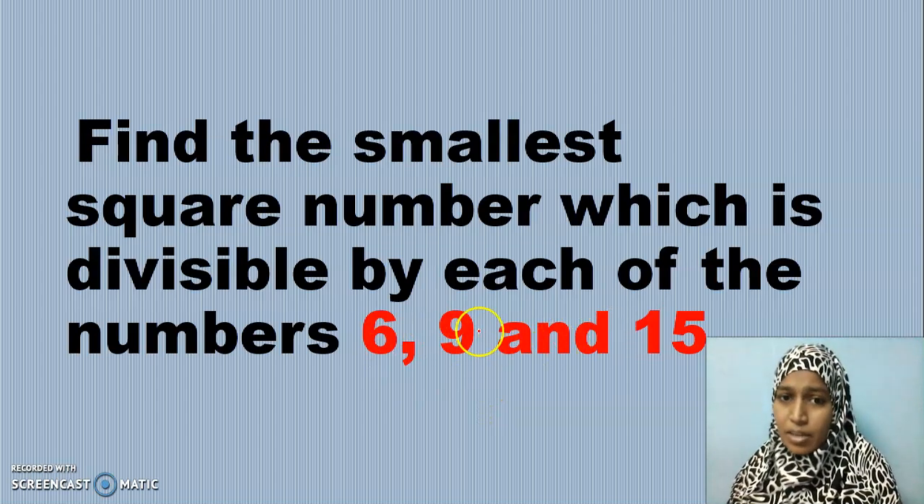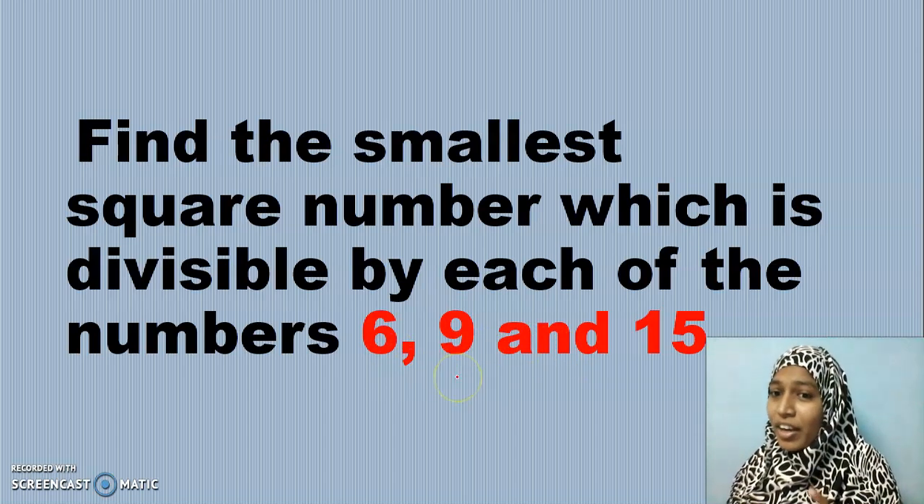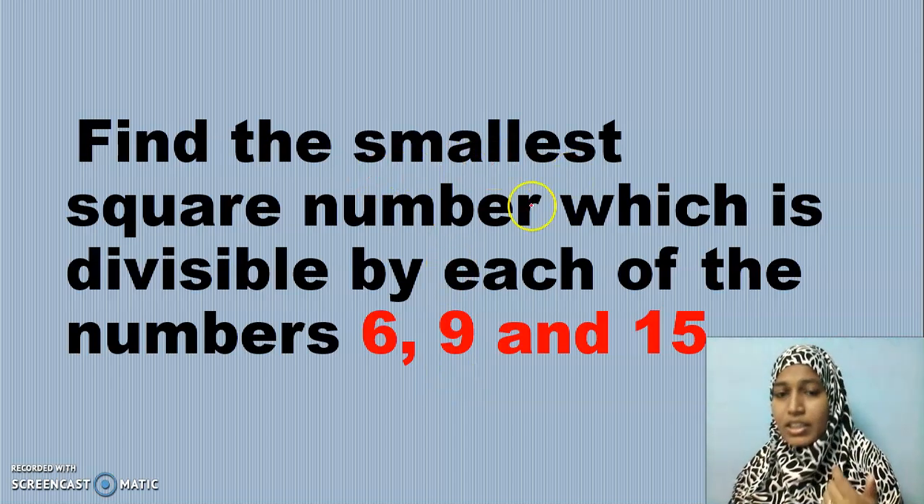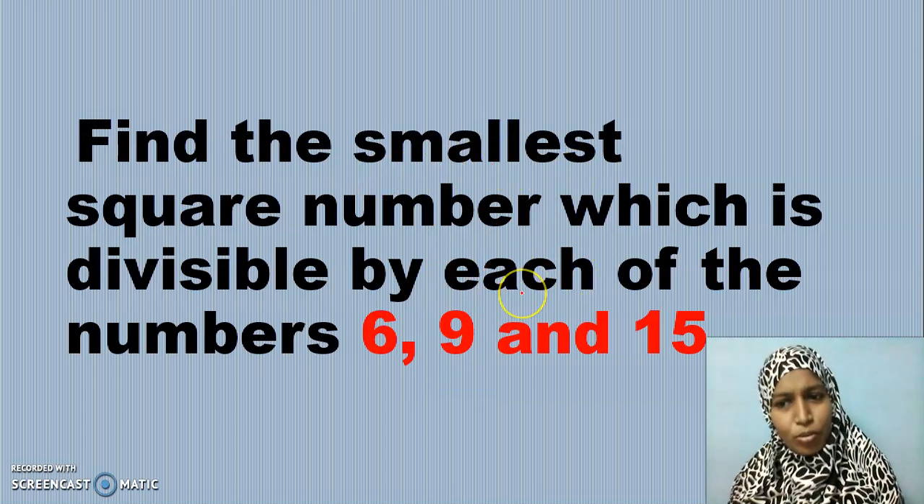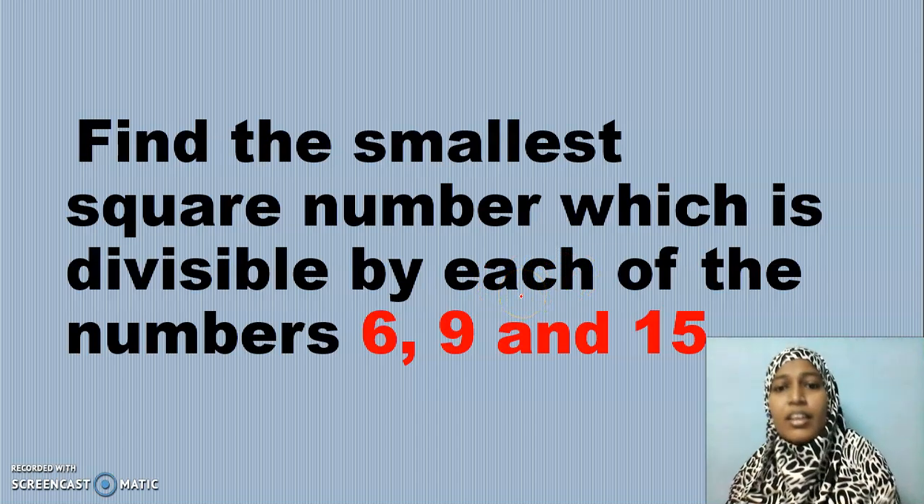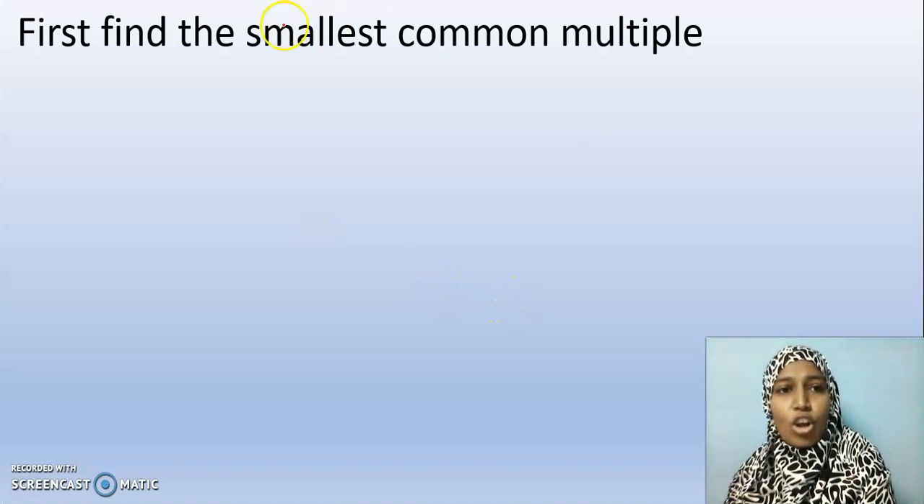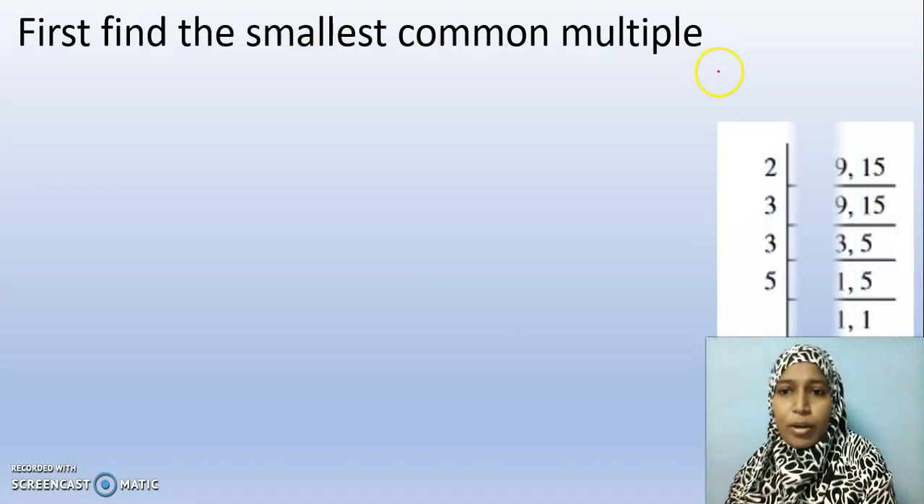See, 27 is a multiple of 9, but it is not divisible by 6 and 15. I want a common multiple. So what should I find? Guess it. Common multiple. And I have to find that smallest common multiple. So what am I going to find now first? Very good. We are going to find LCM. First we find the smallest common multiple.